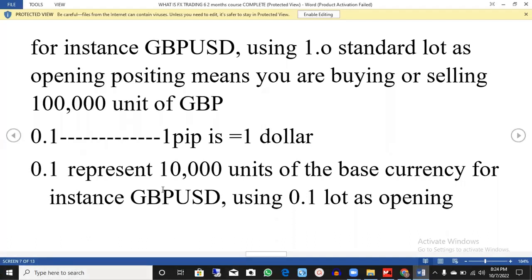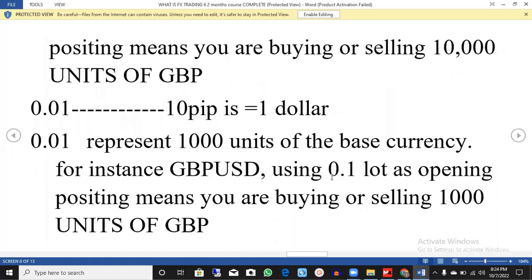The reason is that 0.1 represents 10,000 units of the base currency. So for instance, if we're still using GBP/USD, GBP being the base currency, and you use 0.1 lot, you're simply saying the broker should buy you or sell you 10,000 GBP. That's what that simply means. And that's not funny, guys. So please be very careful.